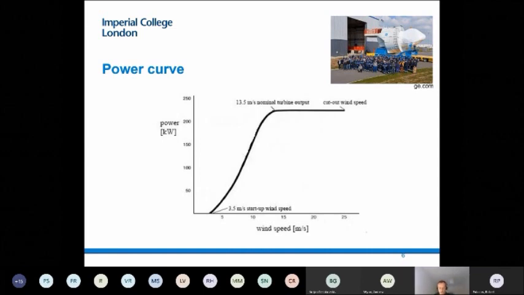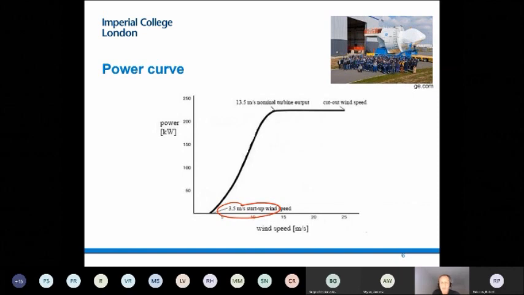And then in any wind turbine, what you will see is that there is a minimum speed. That's the startup speed down here. This is for a very small wind turbine. 250 kilowatts is really tiny, but that's an example of a wind turbine. This is a wind turbine which starts operating at 3.5 meters a second. Below that, it doesn't start.